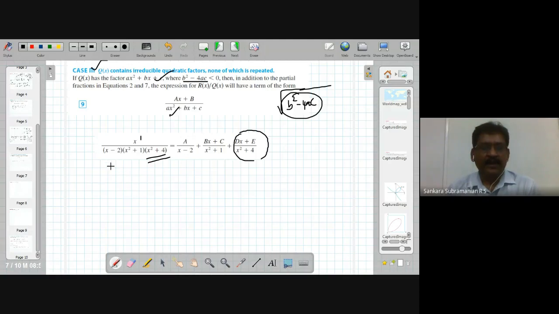So we can write a by, this is a linear non-repeated, therefore a by x minus 2. This is a non-linear non-repeated, therefore you have to write a constant times x plus some constant by x square plus 1. Again, a constant times x plus constant divided by x square plus 4. So this is the rule.